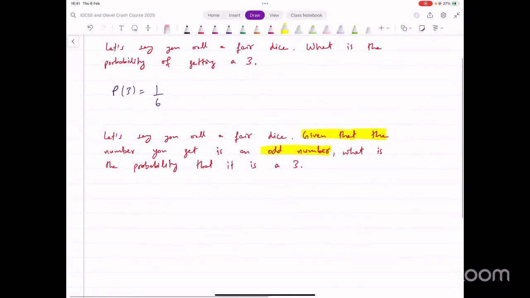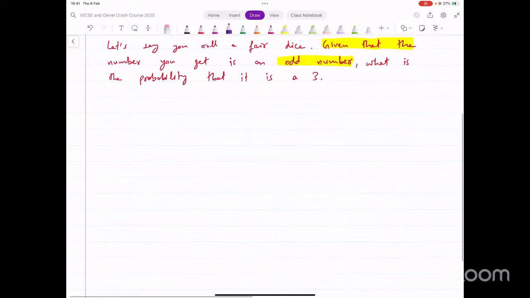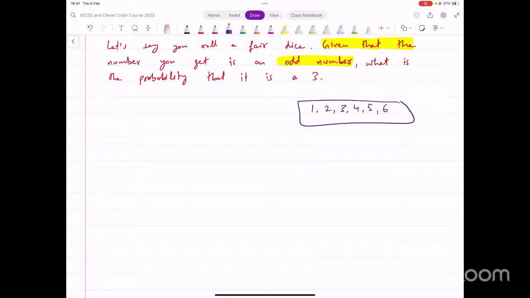Now think about this. In the first example, 1, 2, 3, 4, 5, 6, all of these outcomes were possible, right? We could have any one of these 6 outcomes. Out of them, 3 was one outcome, so that we said that is 1 over 6. But now in the second example, it says, given that the number that you get is an odd number. So now, from this set of outcomes, 1, 2, 3, 4, 5, 6, all of them are not possible outcomes, right? You're rolling a dice, but now we have reduced the possible outcomes because they've given us additional information that the number is an odd number. So the only possible outcomes that you can have now are these 3: 1, 3, and 5.